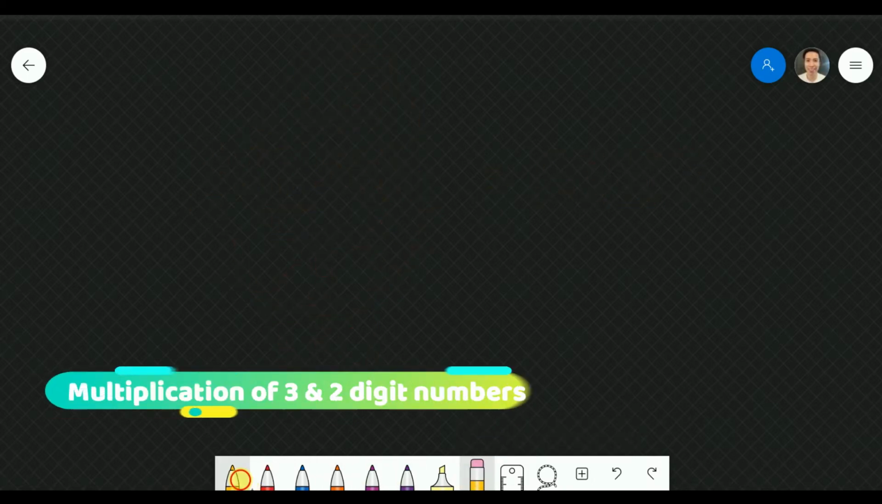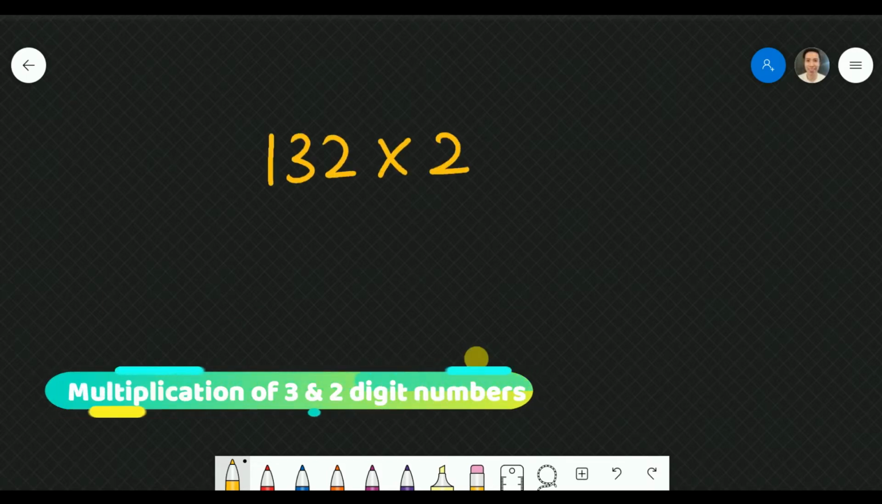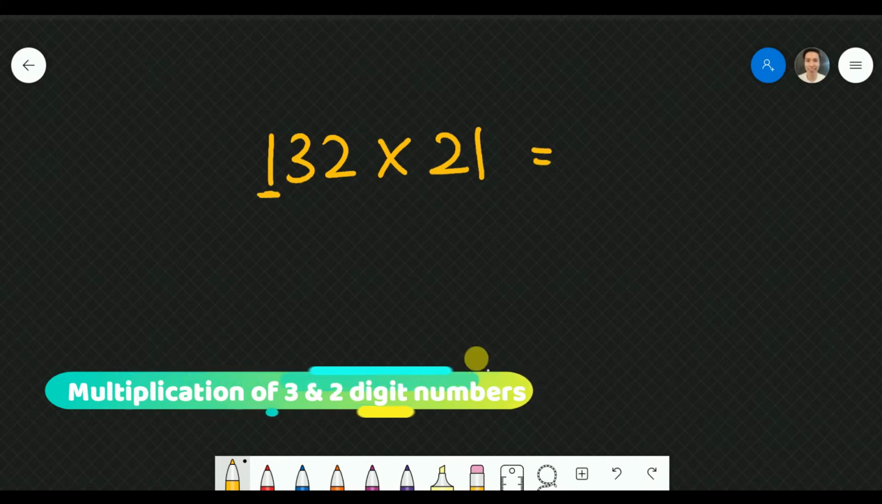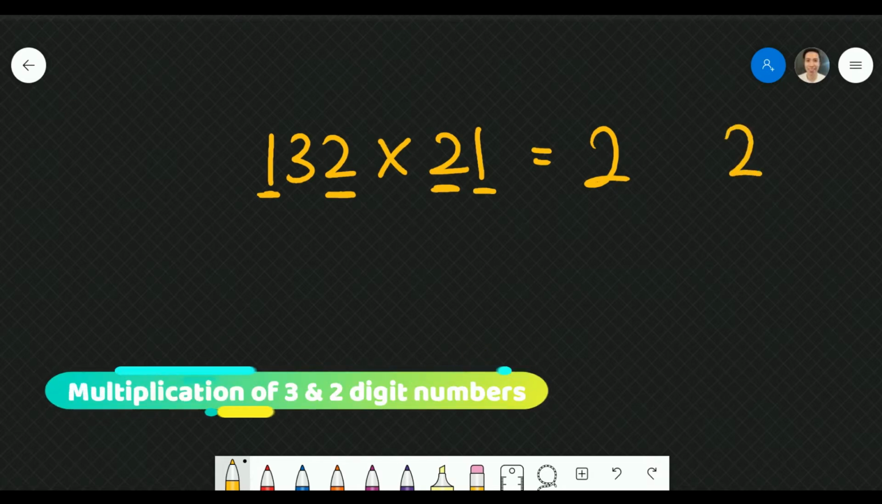Next, we look at the second example. If I ask you what is 132 times 21, same method. First of all, you ask yourself what is the first digit here? It's 1. So you take 1 times the first digit of 2 here, which gives you 2. And then the last digit 2 here, multiplied by 1. So 2 times 1 gives you 2 also.